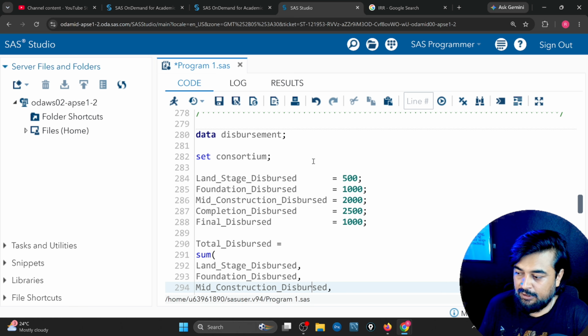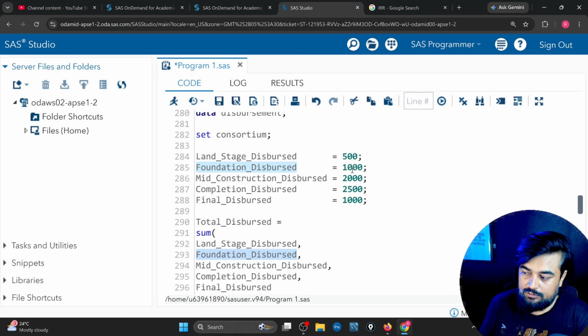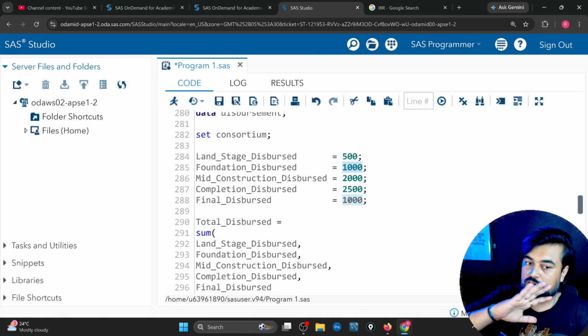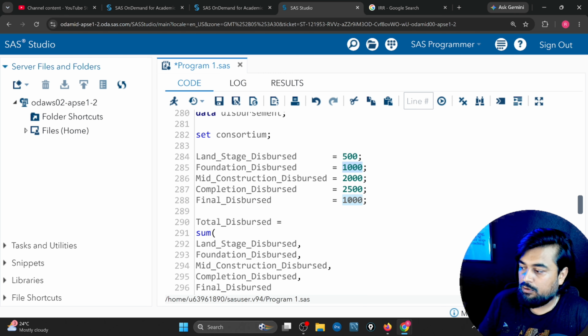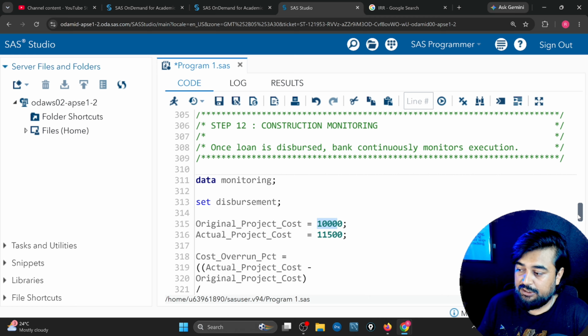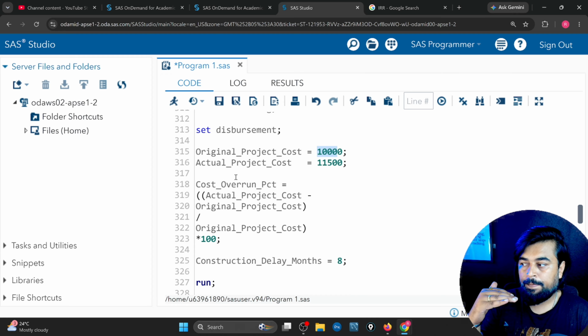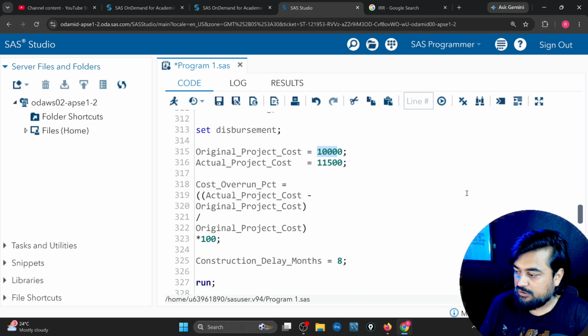Loan disbursement will happen in stages. As I told in the previous video, there will be stages: 500 first, then after a certain milestone, foundation 1000, mid construction 2000, completion disbursement 2500, final disbursement 1000. That way you will get the structure of your loan. You will be getting paid 7000 crores as a company. Then construction monitoring will be there. Complete monitoring will take place, and many people will be involved so that from time to time they check whether the construction levels match what was declared to the bank. All those things will get checked.